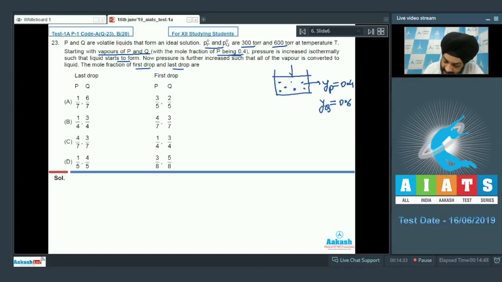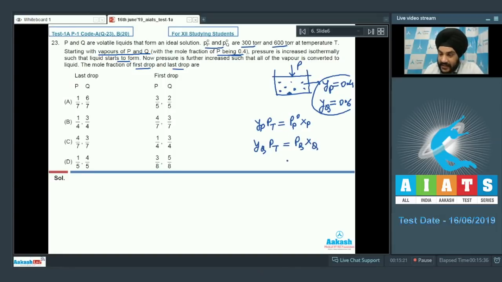Now it is mentioned to us that the pressure is increased such that the liquid starts to form. So when the first drop of liquid is formed, students, the mole fraction in the vapor phase is going to be this. Okay. So we can use Raoult's law and Dalton's law. So we'll have Y_P into P_T is equal to P_P^0 into X_P. So we are interested in the value of X_P. Similarly, we have Y_Q into P_T is equal to P_Q^0 into X_Q.